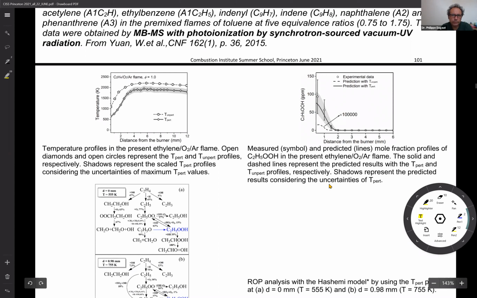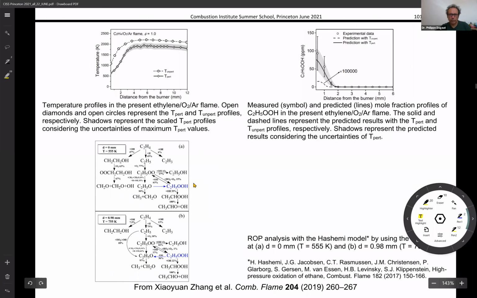And when we are simulating the flame, depending on the temperature profile we use, we have a very different prediction of some of the products we were looking at. And especially here, we got interested in the formation of a low temperature product, which is C2H5OH, hydroperoxyethylene. The experimental data are represented by these dots here. And you can see that close to the burner, we have a formation of this species apparently.